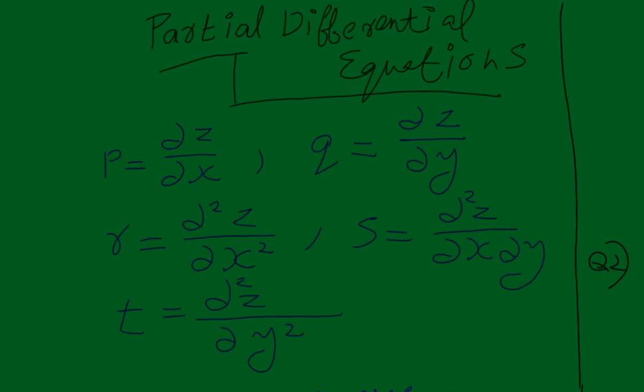An equation in which one or more partial derivatives of an unknown function of two or more independent variables occurs is called a partial differential equation.